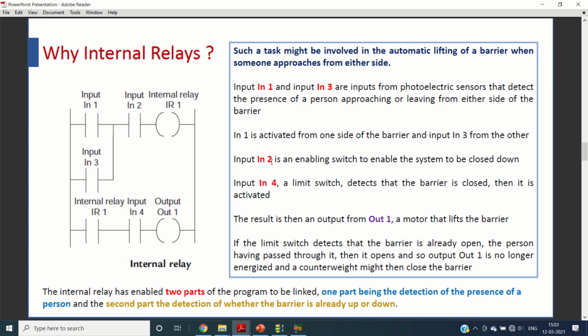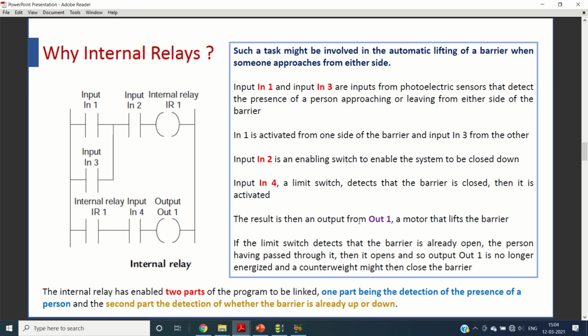Next, there is an input 2, which is an enabling switch to enable the system to be closed down. So this is a complete enabling switch, right? Input 4 is a limit switch that has to detect whether the barrier is closed or not. When the barrier is closed, suppose it is a limit switch, उसके ऊपर barrier आ गया तो limit switch close हो जाता है और activate होता है. So when the barrier is closed, the limit switch is closed and therefore it is activated.